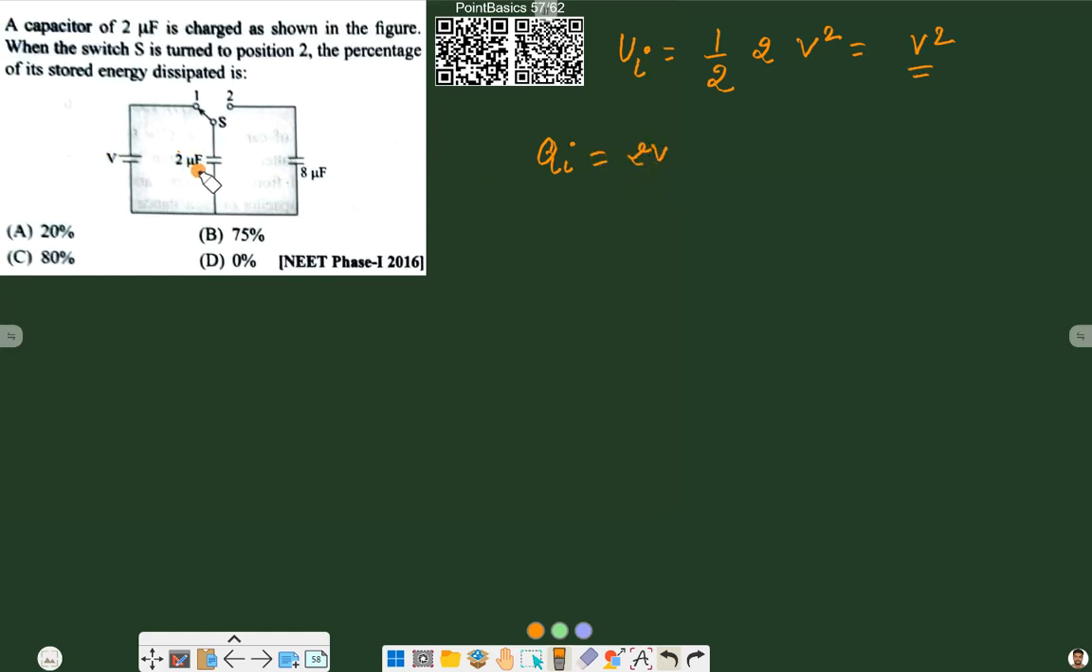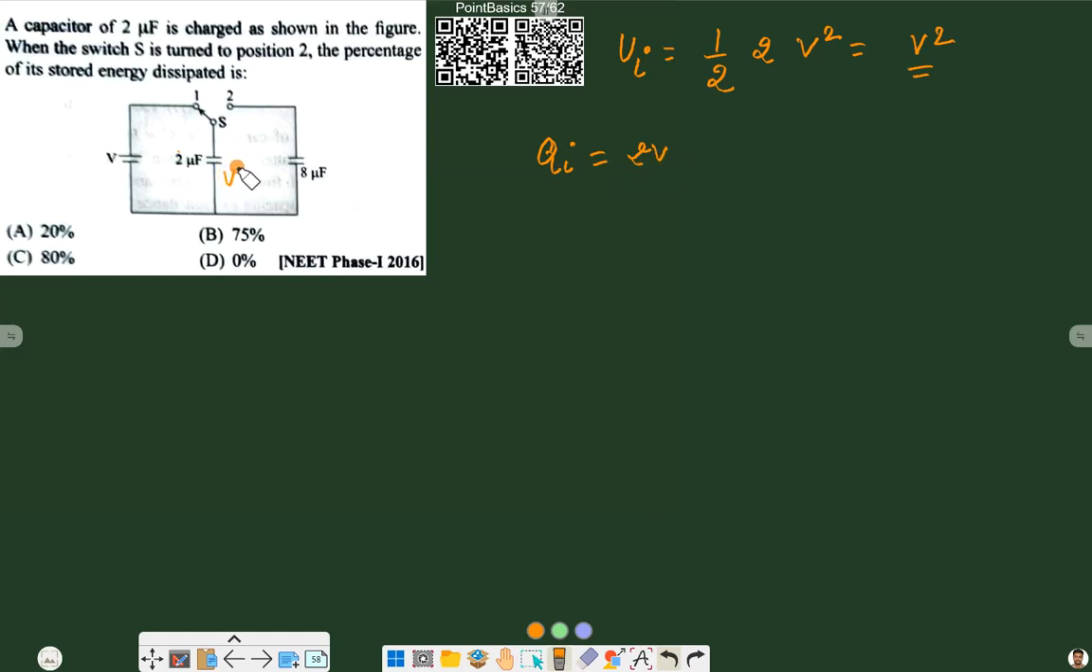Why are we ignoring micro? Because we have to do only a percentage calculation, so we will divide one thing by another thing and micro will be in both of these and it will get cancelled. So that's why we are ignoring the micro, 10 raised to power minus 6, here, so that our calculation can become easier. Now going to the final scenario.